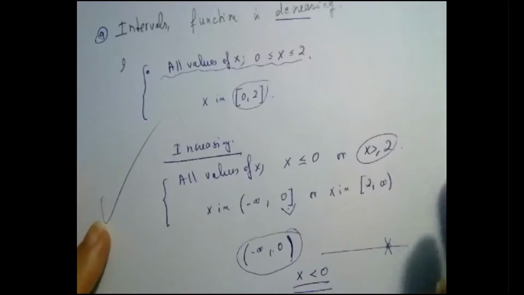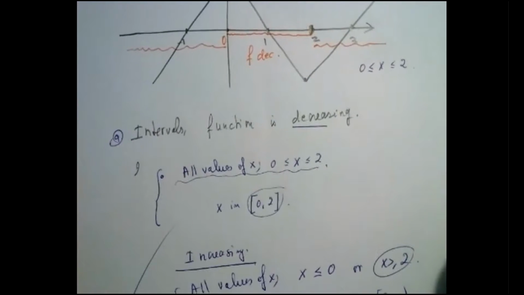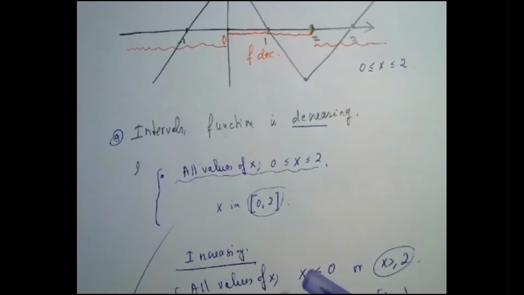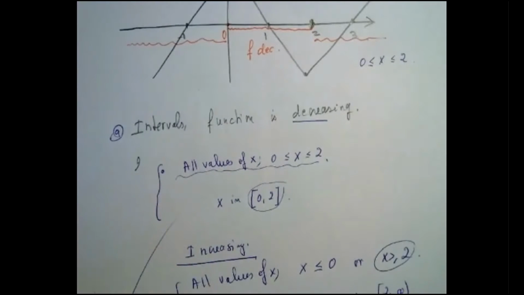So for the decreasing part, for the quiz, do we have to put all values of x with 0 less than or equal to x less than or equal to 2? Or can we just use either? Okay, I don't care, as long as you do it correctly.